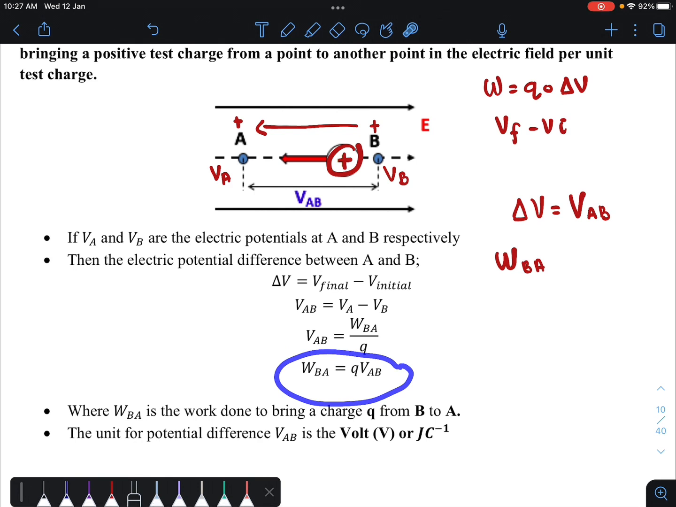And then you come up with rearranging the equation. The work done to move the charge from B to A here adalah Q, potential difference between point A and point B. The unit untuk potential difference masih volt ataupun joule per coulomb. Unit dia masih sama sebab kita hanya tengah tolak potential with potential.